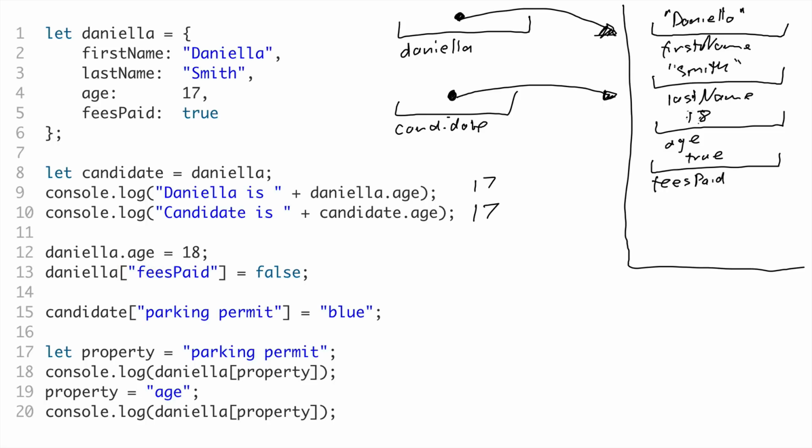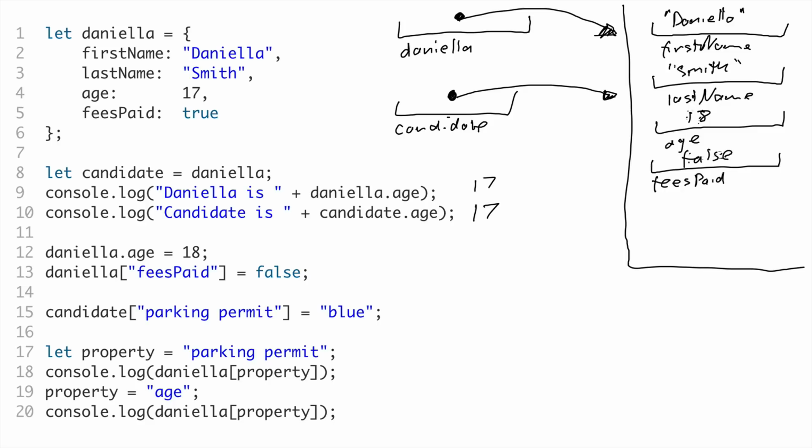We can also have property names that have spaces or special characters, so that is allowed, but if you want to specify them, you need to do so by using the square bracket notation and specifying the property name as a string. So we can see here inside the square brackets we have a string literal, so the string is just written in place. So this is the left-hand side of an assignment, and we're just, in this case, selecting the fees paid property of the object that the variable Daniela points to and setting the value to false.